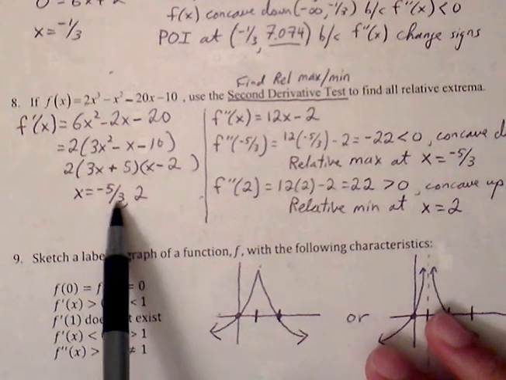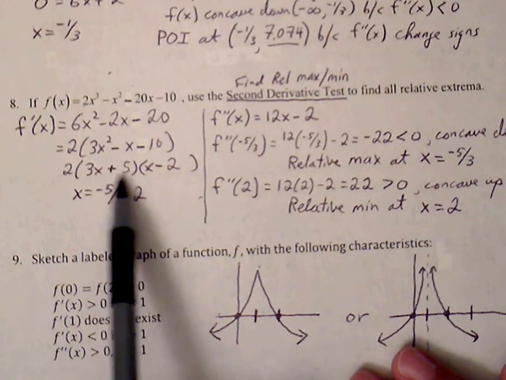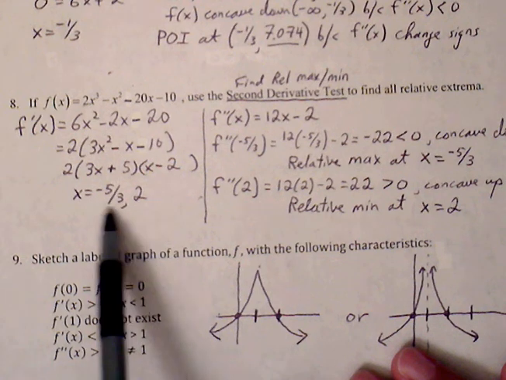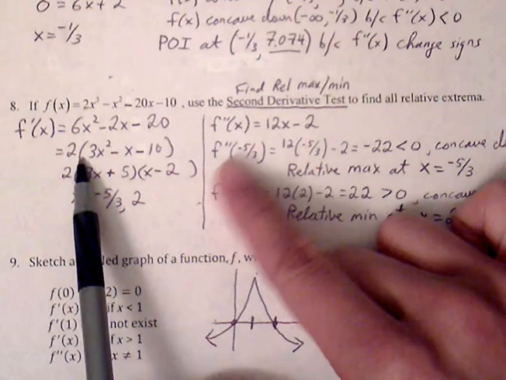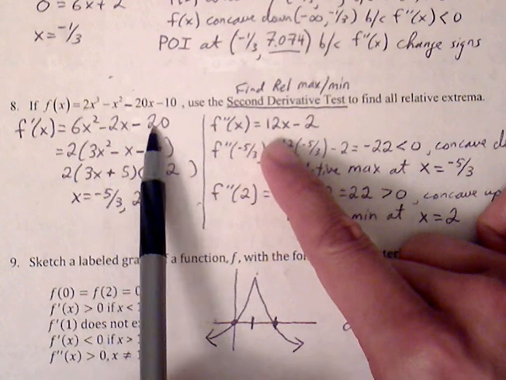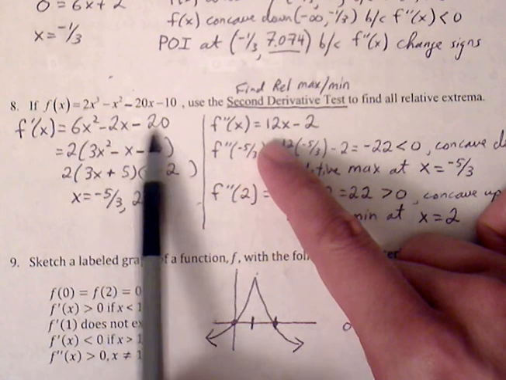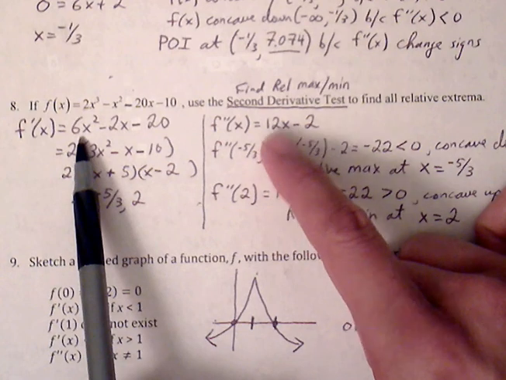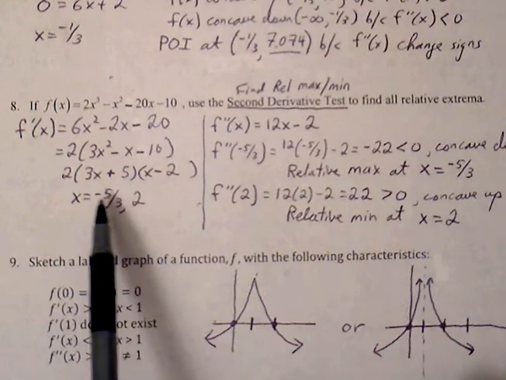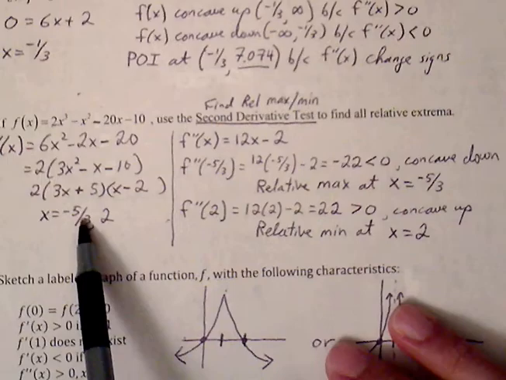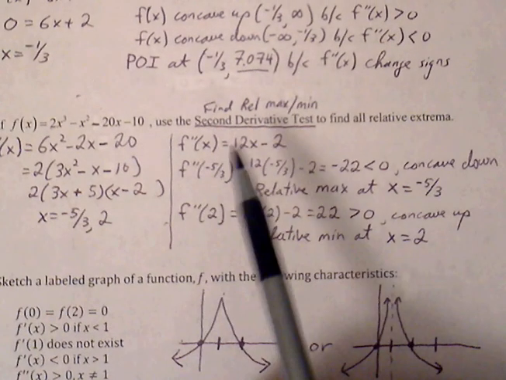So now, rather than putting this on a sign line, we're going to be plugging this into the second derivative function. But let's find the second derivative first. So 6x squared is first derivative, minus 2x minus 20. We're going to find the derivative once again. 6x squared becomes 12x, negative 2x becomes 2. So now we're going to plug each of these candidates into the second derivative function.